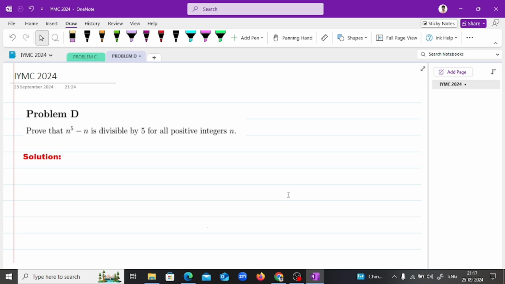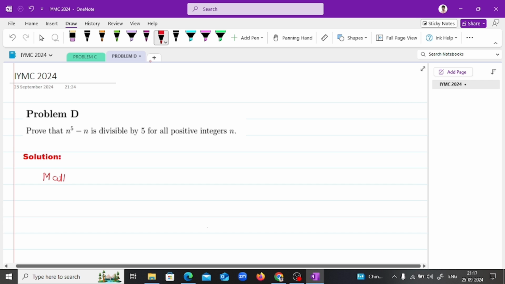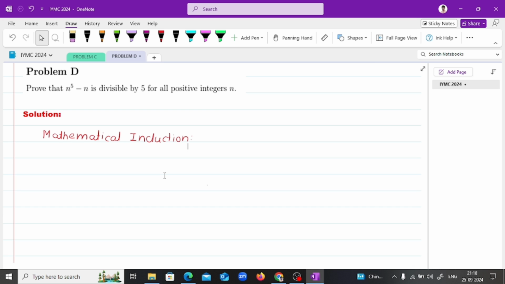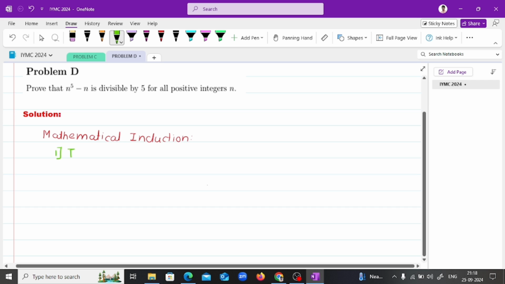So before starting the actual proof, I will explain what mathematical induction is. Actually, mathematical induction is a method commonly used to prove a statement that is true for all natural numbers. It involves two essential steps. So the first step will be the base case.